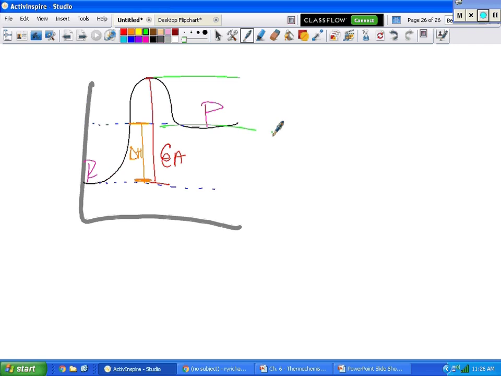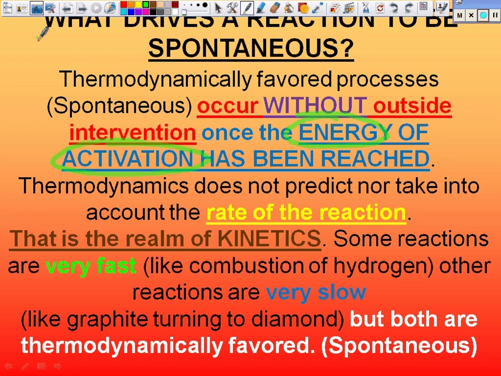Thermodynamically favorable processes occur without outside intervention when? Read the blue. Once the activation energy has been reached. And so once you overcome that, it's just going to keep right on trucking. The thermodynamic does not predict nor take into account the rate of reaction. Guys, do me a favor. And I know it's hard to see these in different colors, but these words need to be connected. The rate is going to be kinetics, and that's the next chapter we're going to get to.